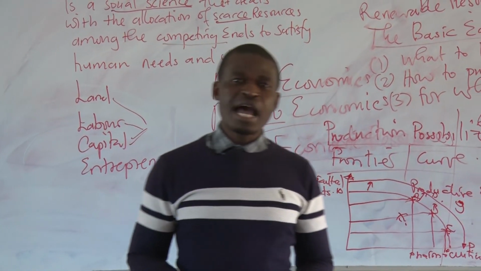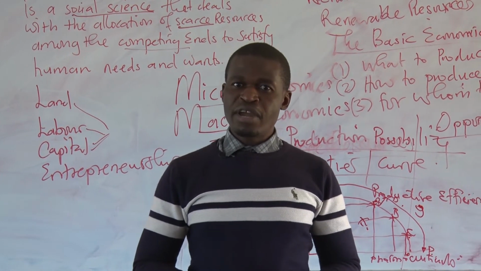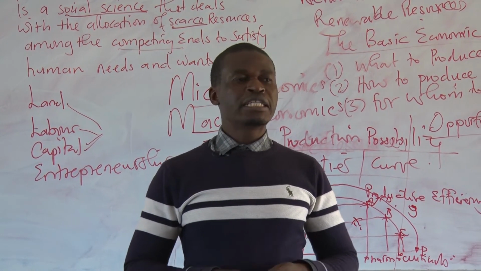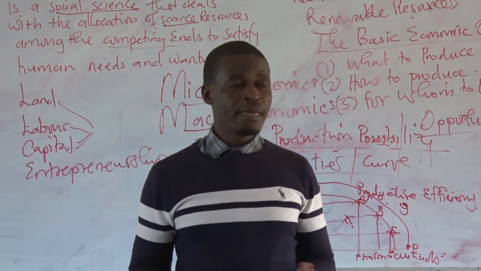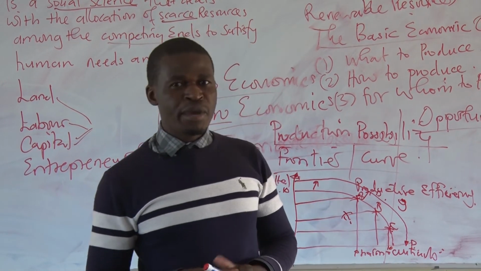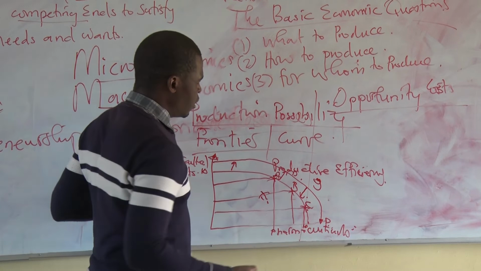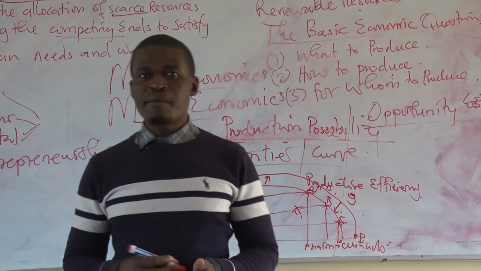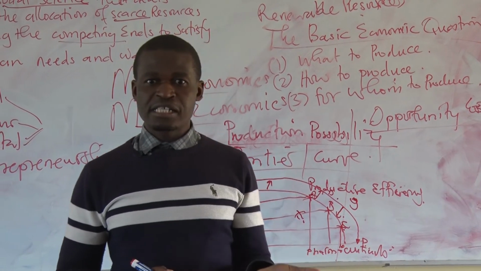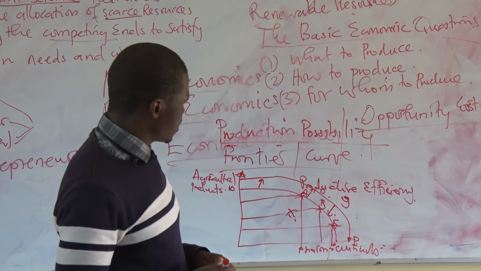And this comes up as a result of improvements in technology or more availability of labor or a discovery of a mineral that wasn't available before. There is another movement from this point to this point. This shows negative economic growth. And this comes up as a result of natural disasters, for example, droughts or wars, etc.